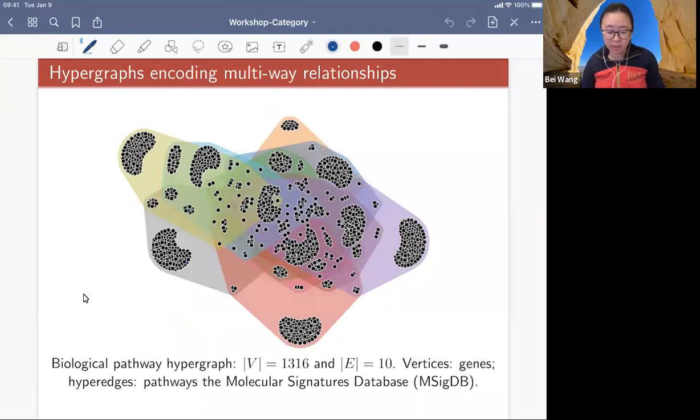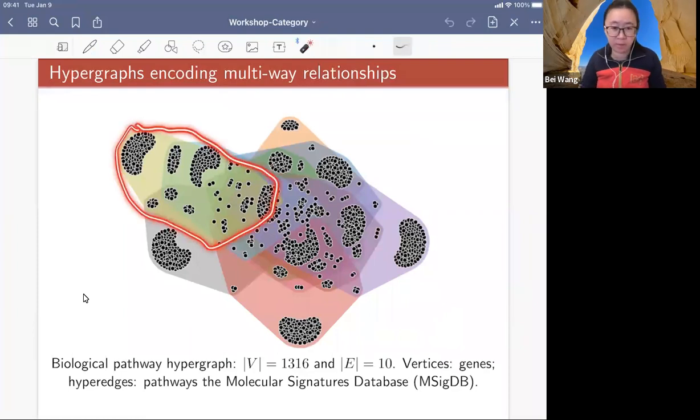Hypergraphs actually arise from quite different types of data. People are familiar with co-author networks. Usually a co-author network can be modeled as a hypergraph. Here's an example: a gene biological pathway hypergraph, where each node is a gene and each hyperedge is visualized as those convex hulls that include the black dots. Those are hyperedges.